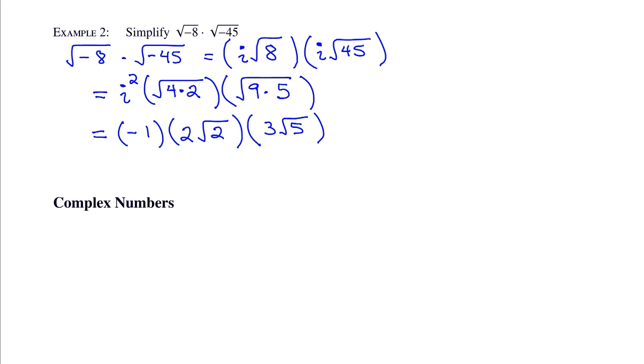And then, in our last step, to clean things up, we multiply the numbers on the outside of the square roots. So negative 1 times 2 times 3 is negative 6. And now we multiply the numbers on the inside of the square roots. Square root of 2 times the square root of 5 is the square root of 10.